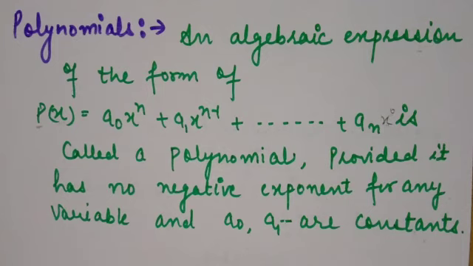It means in polynomials, no negative power is allowed here, no negative, no rational, no decimal. Only whole numbers are allowed as an exponent. Let me explain with the help of two examples.